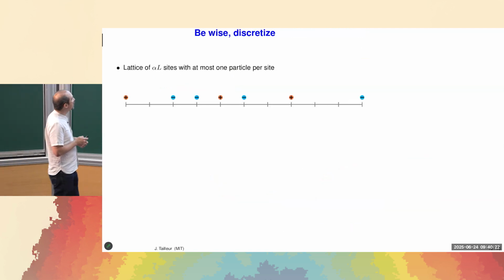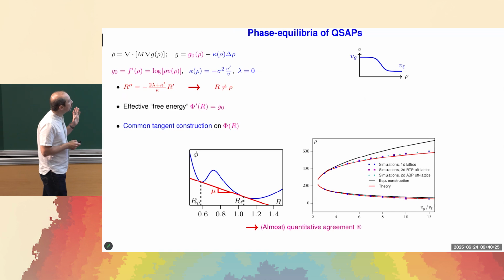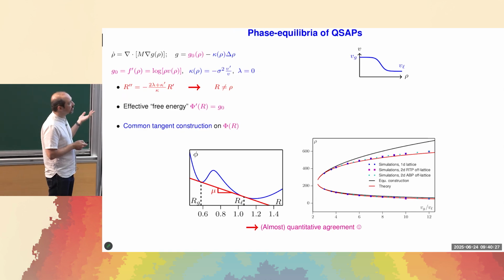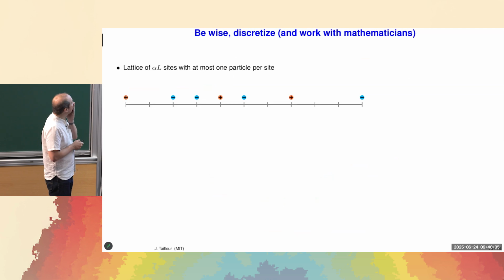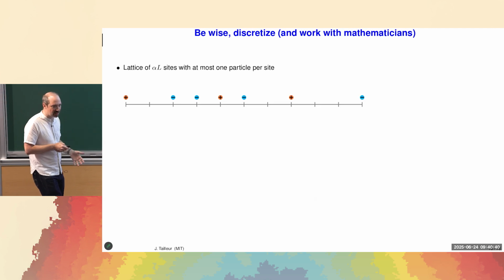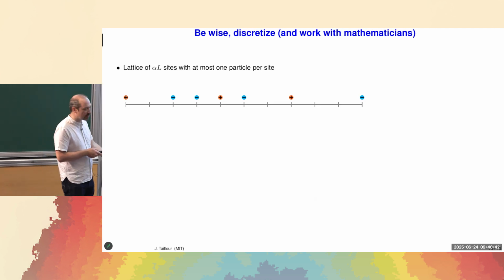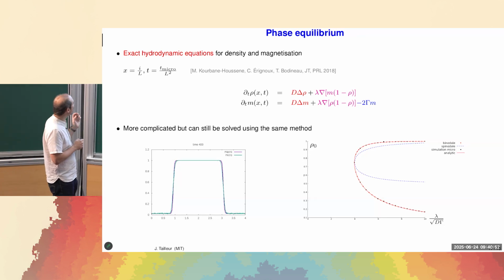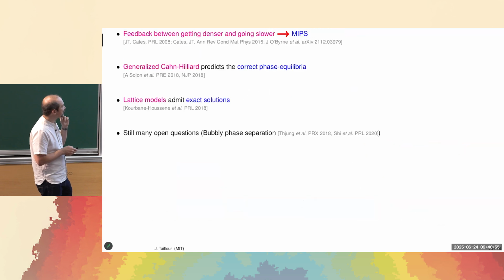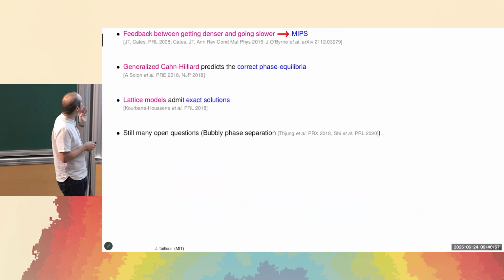Okay, so one of the questions is that I'm telling you this is because of the gradient terms. You could ask me, are you sure? And the answer is yes, because I've worked with Thierry Bodineau and Clément Erignoux, and we use a lattice model for which you can construct the hydrodynamic equations exactly. For this model, we could apply the methods, and then you get a phase diagram that matches the simulations exactly, unsurprisingly. So there are some systems which are a bit more complicated, but that can be solved with the same method. But I will not enter into detail for the sake of time.